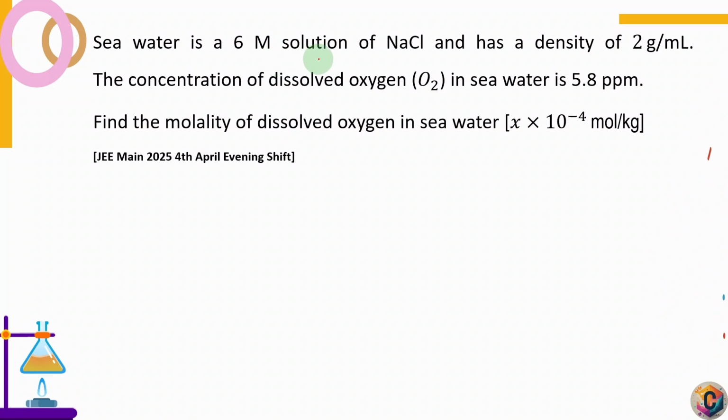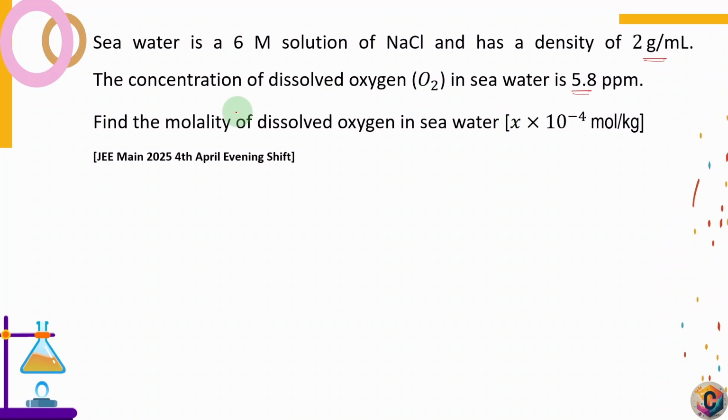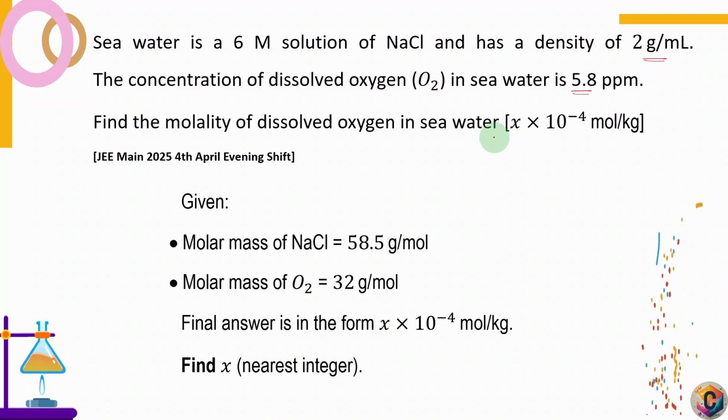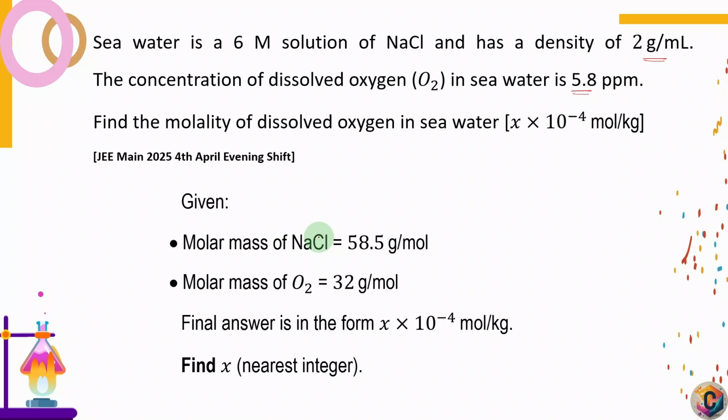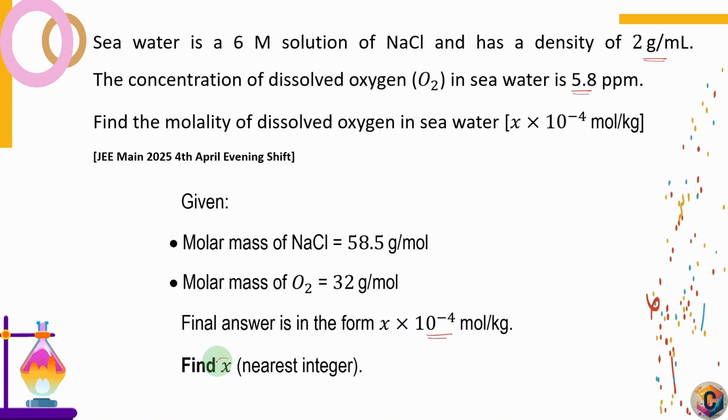Seawater is a 6 molar solution of NaCl and has the density 2 gram per ml. The concentration of dissolved oxygen in seawater is given as 5.8 parts per million. You are asked to find out the molality of dissolved oxygen in seawater. The given data are: molar mass of NaCl is 58.5 gram per mole and molar mass of oxygen is 32 gram per mole. The answer you have to express in terms of 10 power minus 4 mole per kg. So you are asked to find out the value of X.